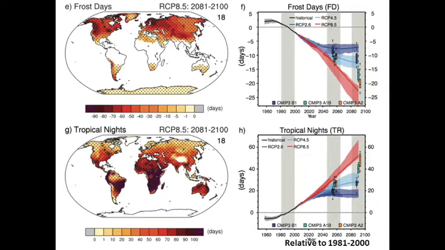And these are the frost days. That also shows this reduction of frost days. And the tropical nights continue to increase. So the projections for the extremes are that the extremes will become more extreme, continuing to have more and more.